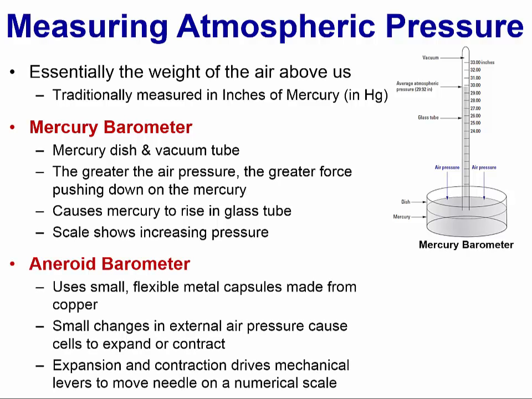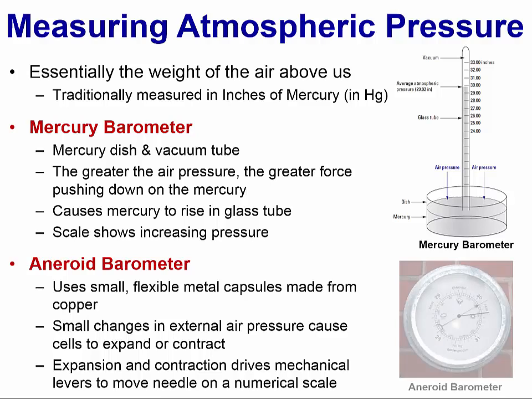So we've come up with a different kind of barometer called an aneroid barometer, and this uses small flexible metal capsules that are usually made from copper. And as air pressure changes, that'll cause the metal capsule to expand or contract. That expansion and contraction will drive various mechanical levers, and that'll move the needle on a numerical scale. So here's an example of an aneroid barometer. We also have digital ones nowadays as well.